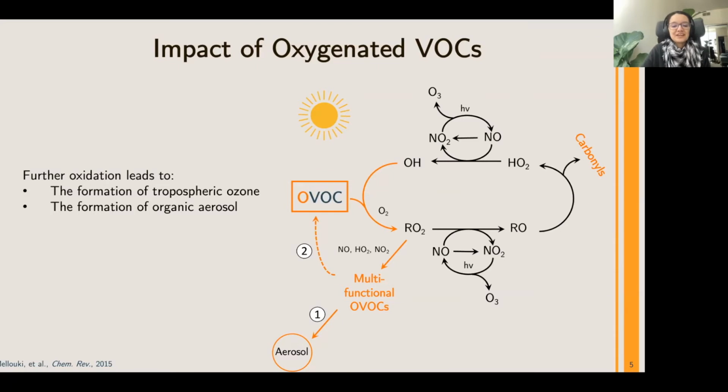Sometimes, however, these multifunctional OVOCs still have a high enough volatility to stay in the gas phase. And when this is the case, they can continue to react with OH or even other oxidants that are present in the air. And that essentially allows them to re-enter this oxidation cycle and create even more ozone and more OVOCs in this kind of self-perpetuating cycle.